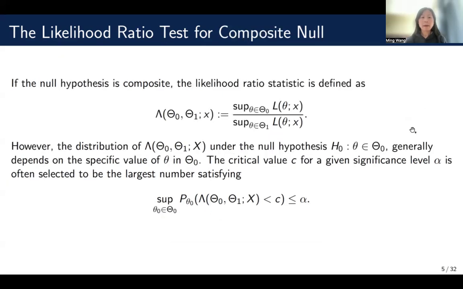If the null hypothesis is composite, the likelihood ratio statistic is defined as lambda equals the supremum of the likelihood for little theta in big Theta 0 over the supremum of the likelihood for little theta in big Theta 1. However, the distribution of lambda under the null hypothesis generally depends on the specific value of little theta in big Theta 0. The critical value little c for a given significance level alpha is often selected to be the largest number satisfying the following inequality.